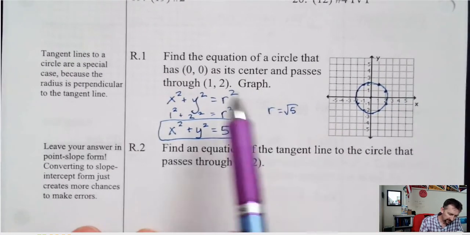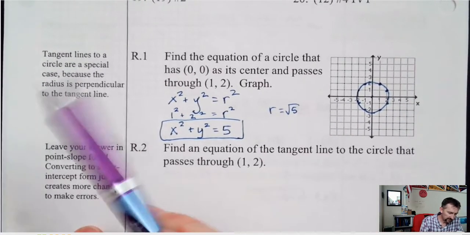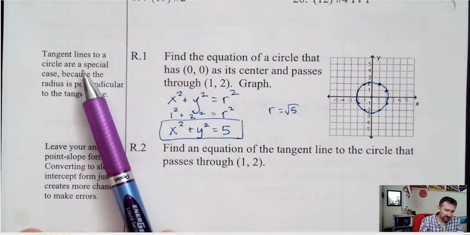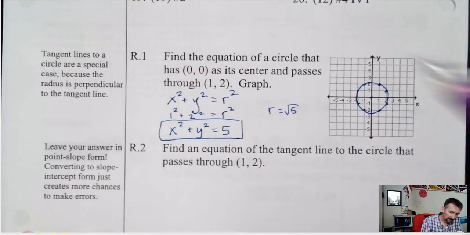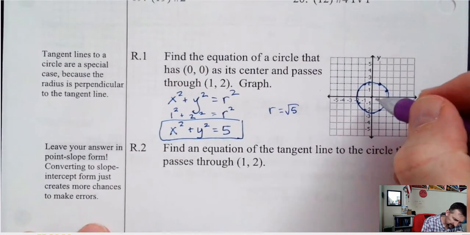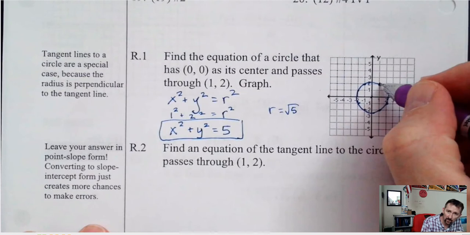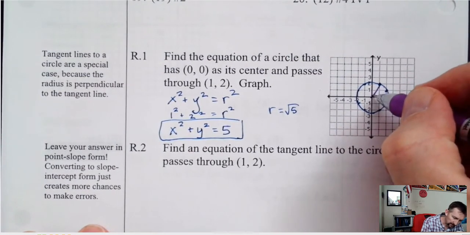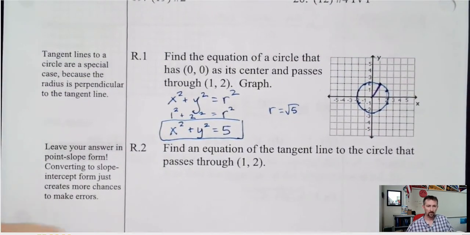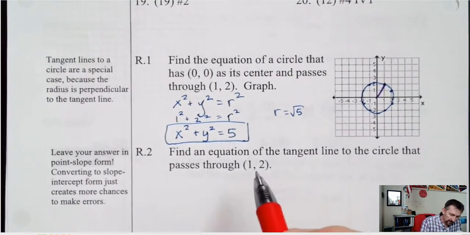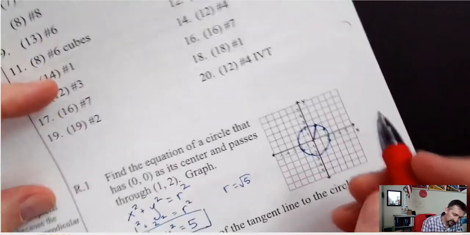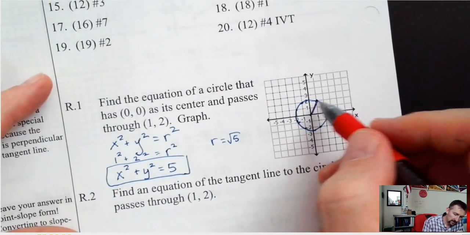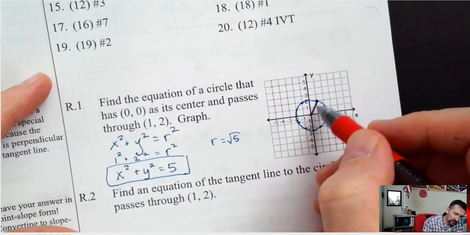Now we want the equation of a tangent line. Tangent lines to a circle are a special case because the radius is perpendicular to the tangent line. So we want the tangent line through the point 1, 2. A tangent line to a circle only touches it in one place. So the slope here of the radius is 2.